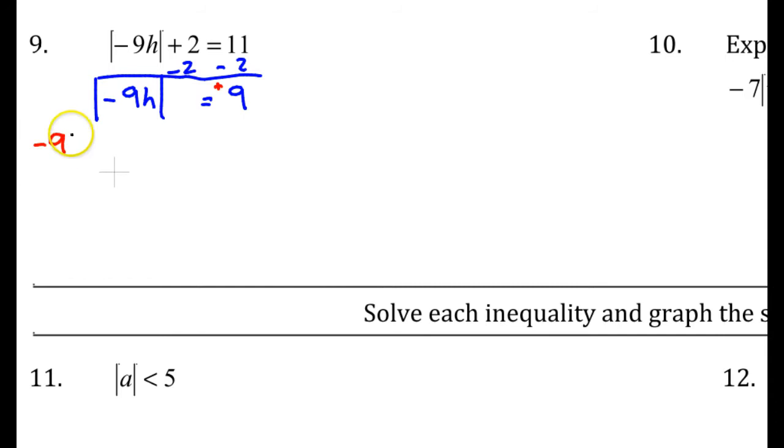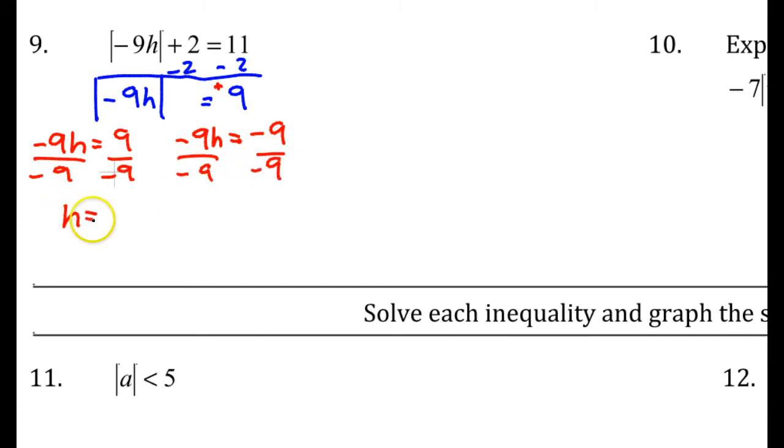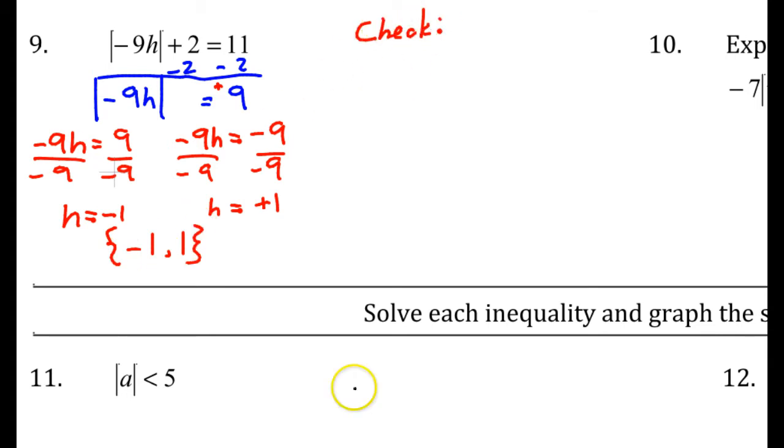So we got 9 times what equals 9, and negative 9 times what equals 9, and negative 9 times what equals negative 9. Divide both sides out. I'll do it simultaneously. h equals negative 1, and h equals positive 1. So negative 1 and 1. And I'll let you guys do the check for both.